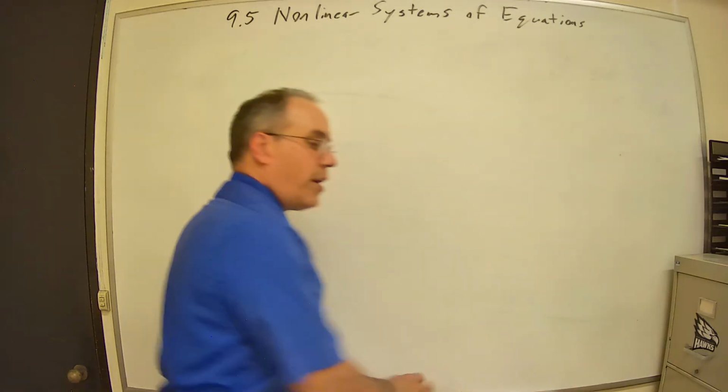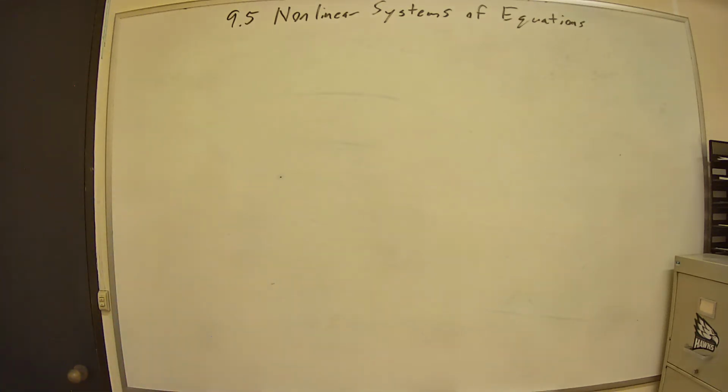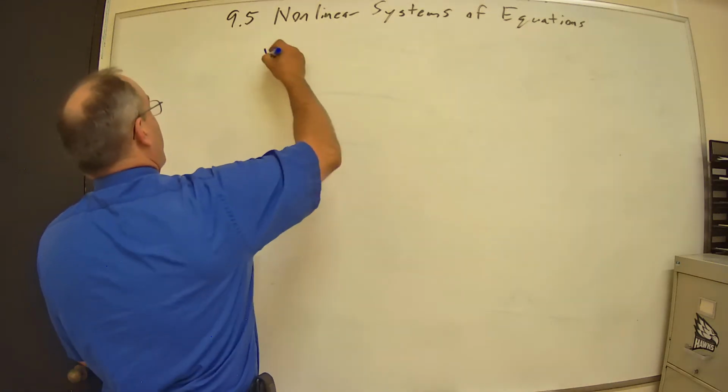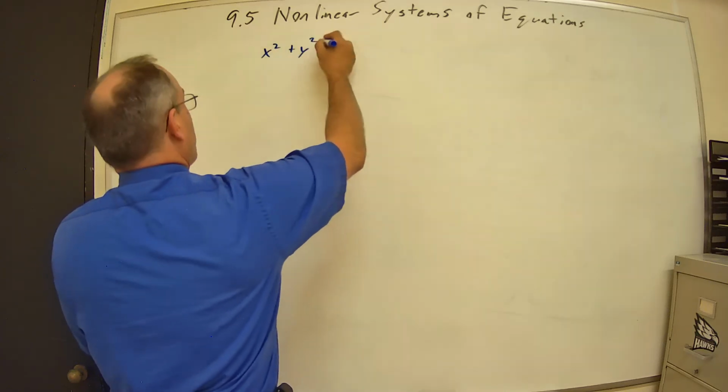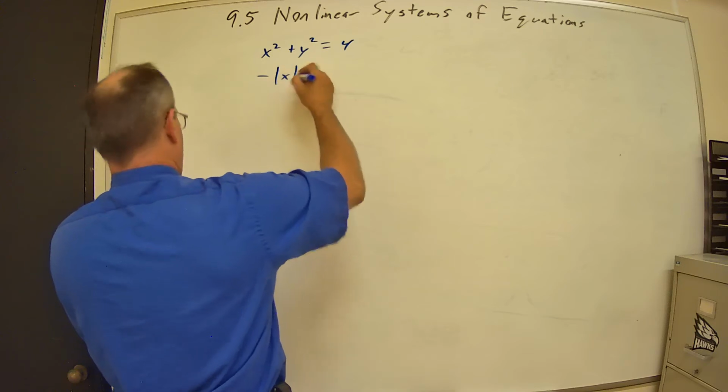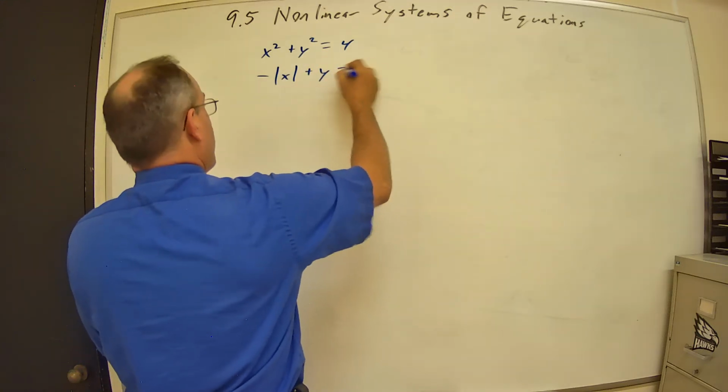Okay, so that was fun. So let's try another type, where we're going to deal with an absolute value. So let's say we've got x squared plus y squared is equal to 4, and negative absolute value of x plus y is equal to 0.